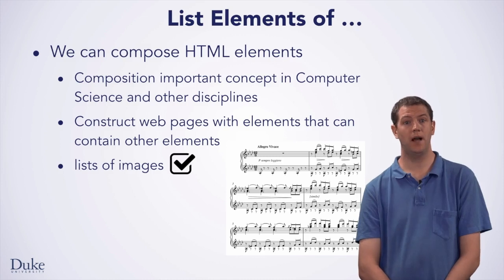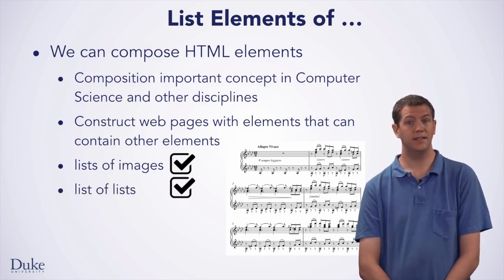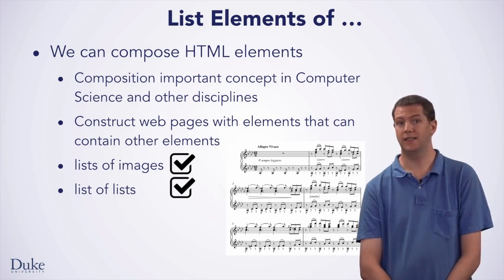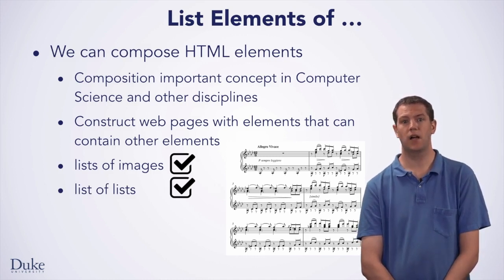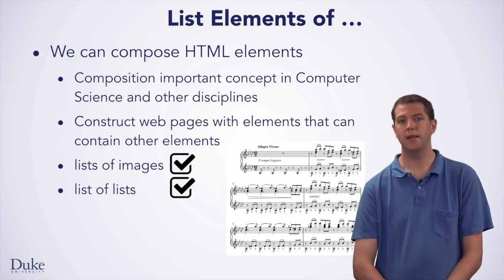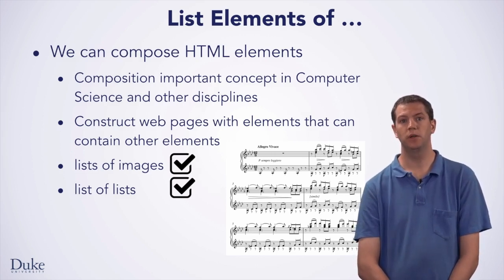However, you can make a list of images or a list of lists. When you make a list of lists, it is called a nested list. Nesting is another common concept in computer science, which just refers to one of a thing being inside of another of that thing. Here, you're going to learn about nested lists. Later, when we delve into programming, you will learn about nested loops. The concept is the same, a loop inside of a loop, much like a list inside of a list.